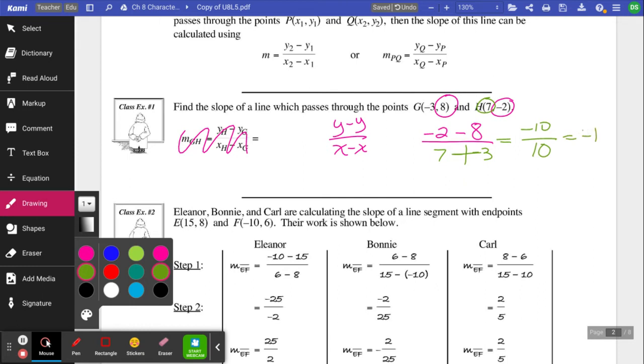Get it? It's not complicated, you just gotta keep that straight. You go in the same direction every time. Y minus y over x minus x. Got it?